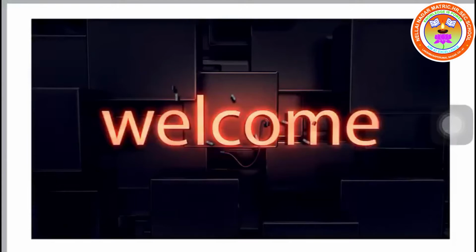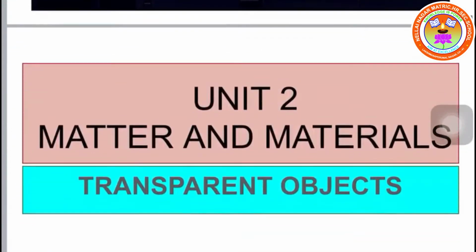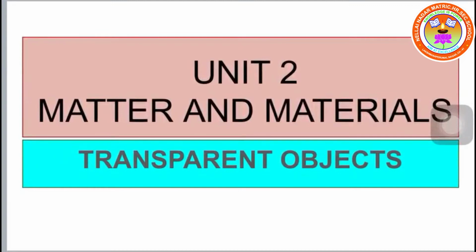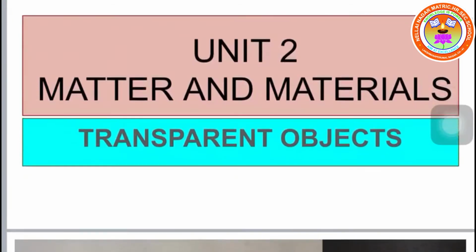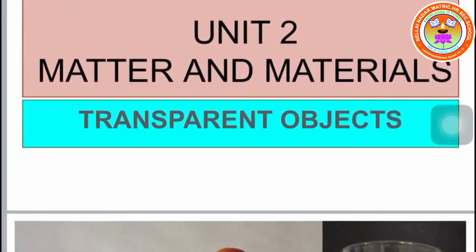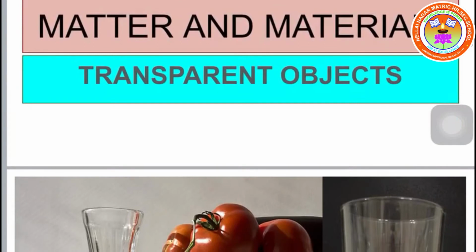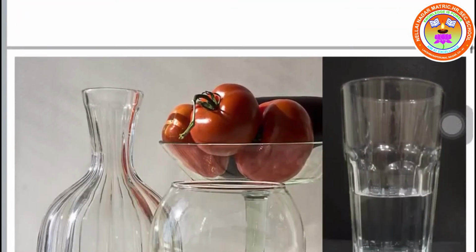In last class we learned about properties of matter. Different types of materials have different properties that make them useful for various purposes. Most materials have more than one property. They can be hard or soft, shiny or dull, smooth or rough, and flexible or rigid. Today we are going to learn about various objects such as transparent objects, translucent objects, and opaque objects.